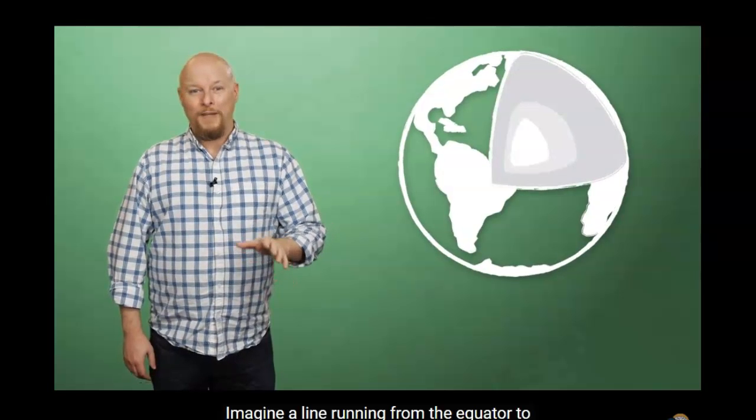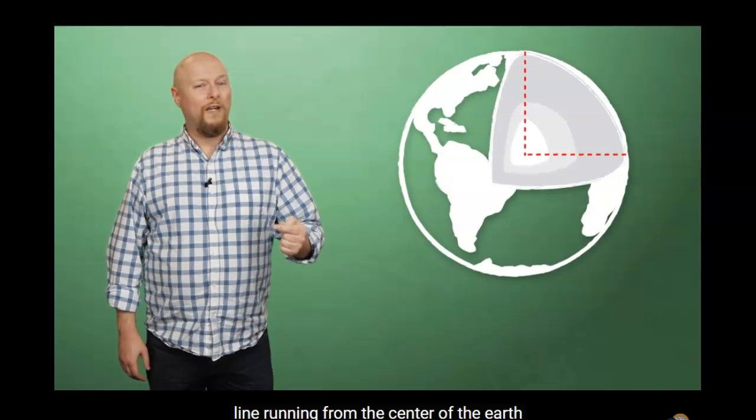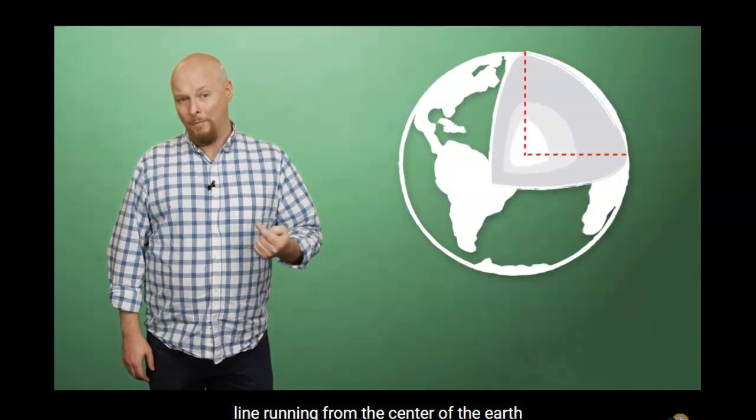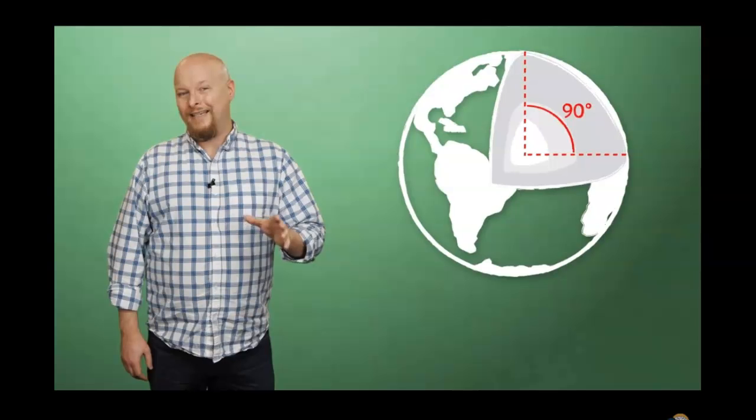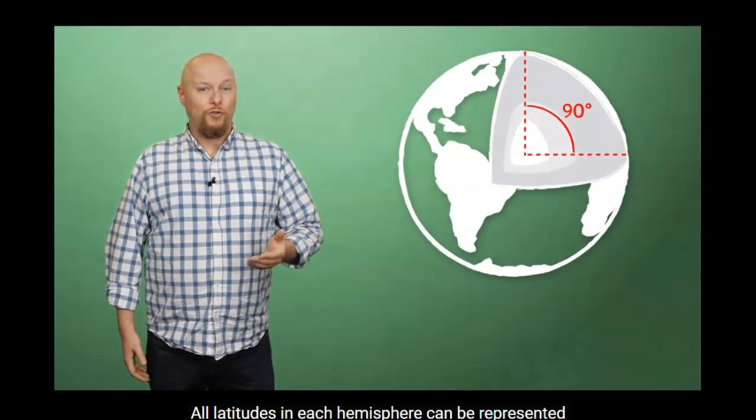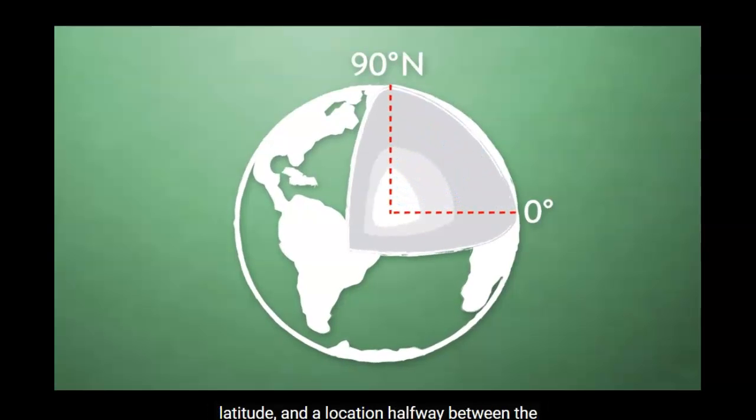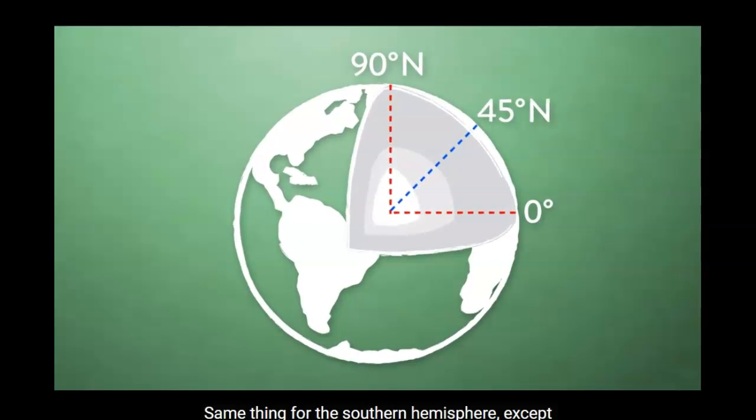Imagine a line running from the equator to the center of the Earth, and then another line running from the center of the Earth to the North or South Pole. These two lines make a 90-degree angle. All latitudes in each hemisphere can be represented by drawing a third line somewhere between them. So the equator would have 0 degrees latitude, and the North Pole would have 90 degrees north latitude, and a location halfway between the North Pole and the equator would lie at 45 degrees north. Same thing for the southern hemisphere, except you'd call it degrees south.